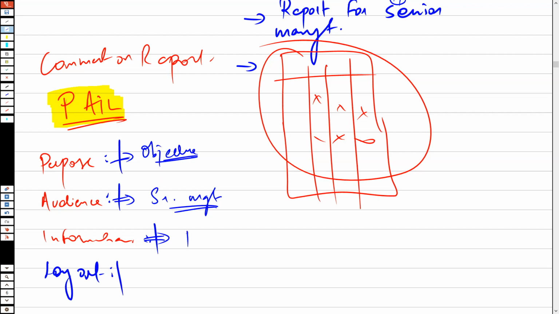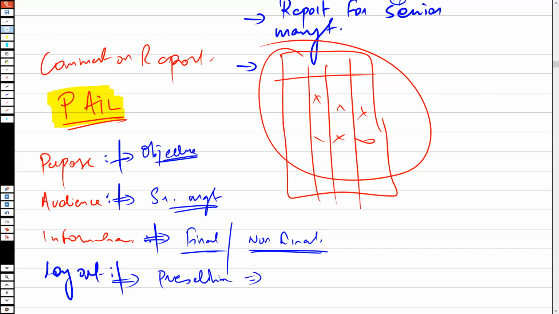So basically what you would have to do is that financial or non-financial, etc., that is going to be considered as what? The information. And the layout actually means presentation. That is, how well the information has been presented. Has it been presented in a graphical manner? Are there graphs, lines, bar charts, etc.? So that's what it is actually going to be.